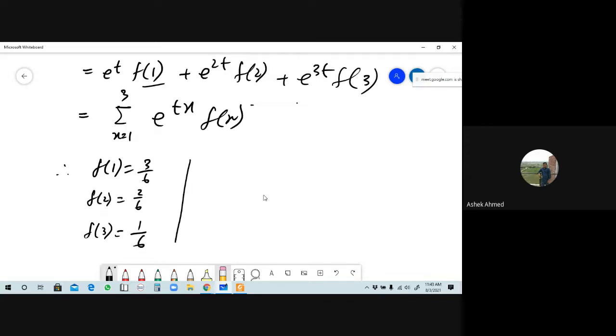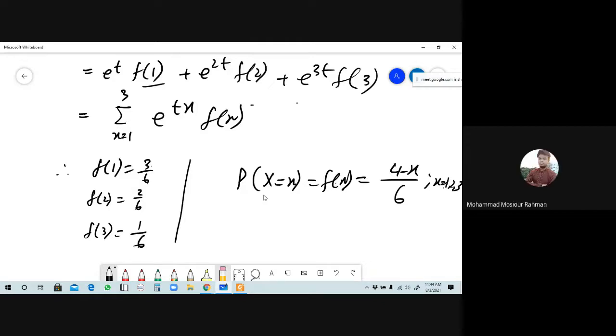Okay, so from here tell me, since in each case 6 is the denominator, and the numerator is here 3, 2, 1. So the probability of capital X equals small x, this is a small f of x. That will be 6 in the denominator, and the numerator will be 4 minus x. If you take x as 1, 2, 3, for f of 1 that will be 3 by 6.